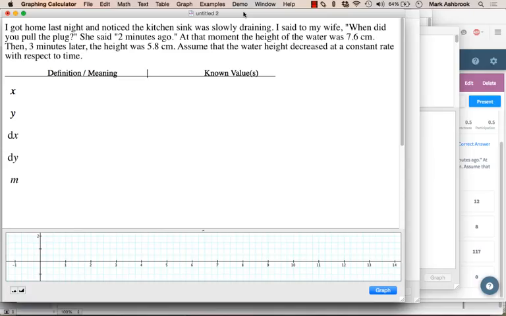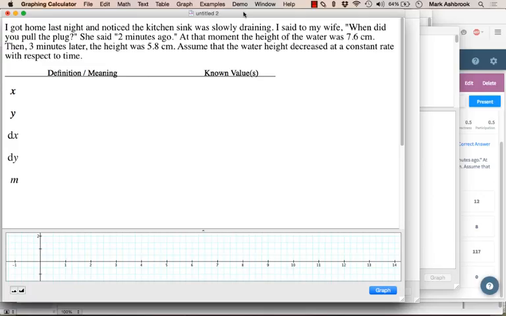So we want to define these variables with phrases. We want to be really specific. One-word answers are not going to do it. So "time" is not going to do it. All right? So we want to define all these variables with their definition, their meaning, and then if we know the value or values of it, let's report that as well. Okay? So take a couple minutes to do that.